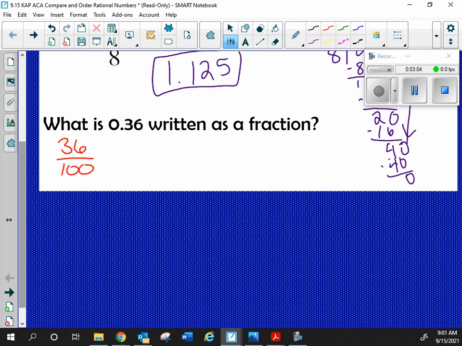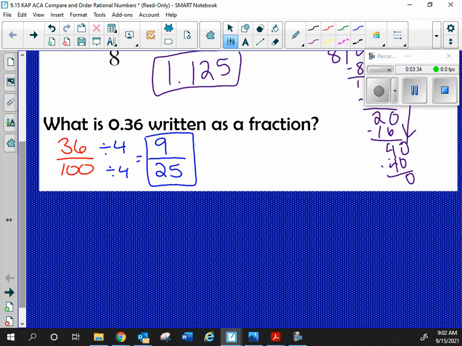I always like to go bigger because it'll make me take less steps. So I'm going to divide both by 4. Again, if I divide by 2, that gets me the same answer. I just have to do it twice. 36 divided by 4 is 9, and 100 divided by 4 is 25. So my final answer is 9/25. Now, keep in mind, you would get partial credit for getting 36 over 100. You understand the basic concept. It's just you would get some points taken off for not simplifying.